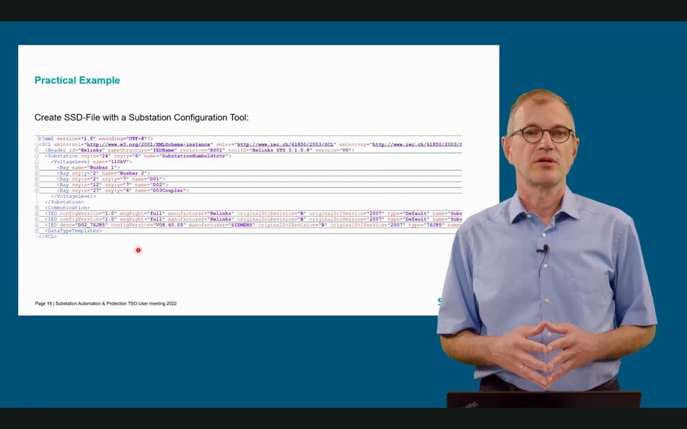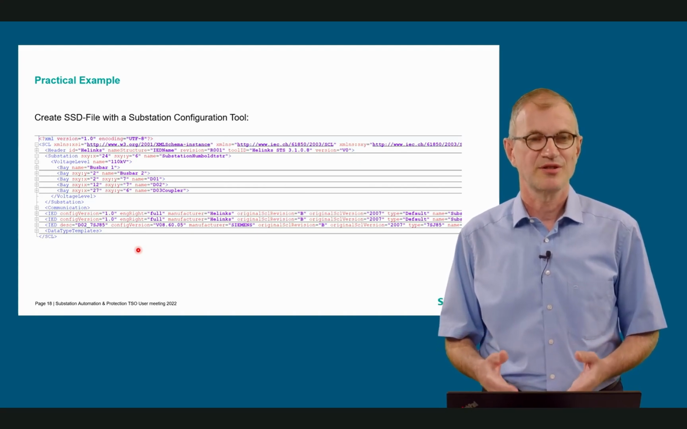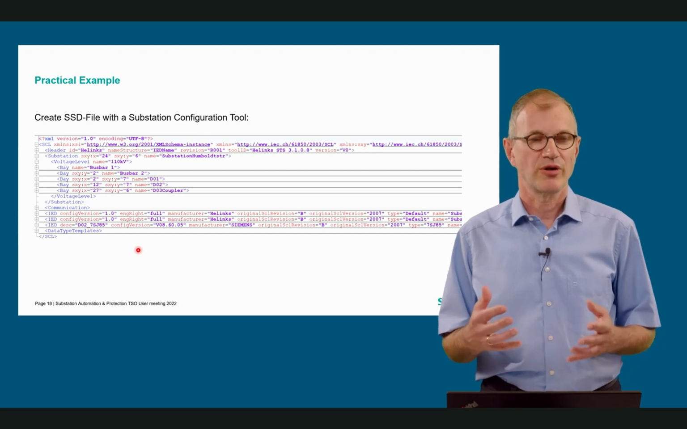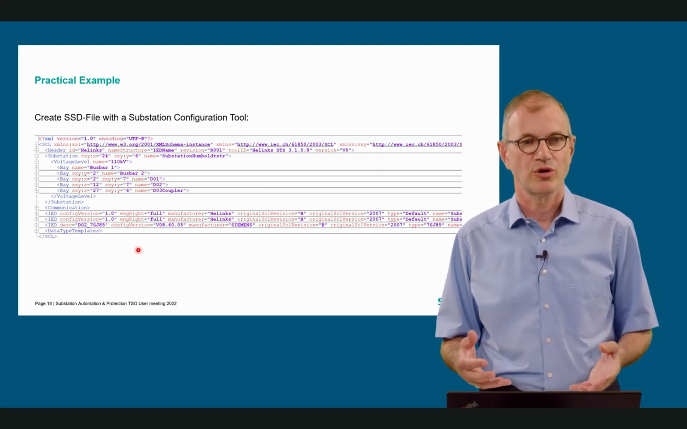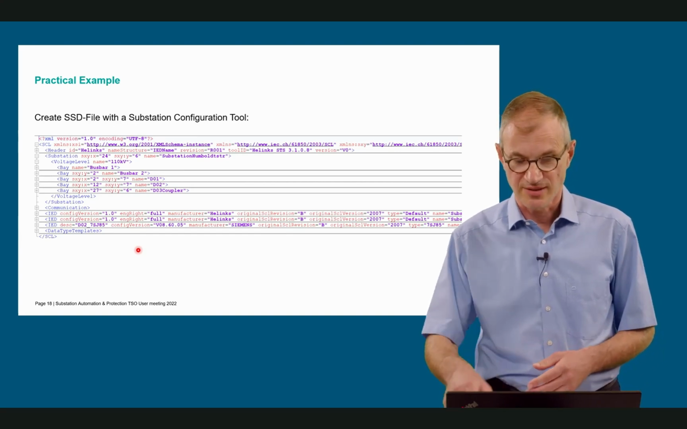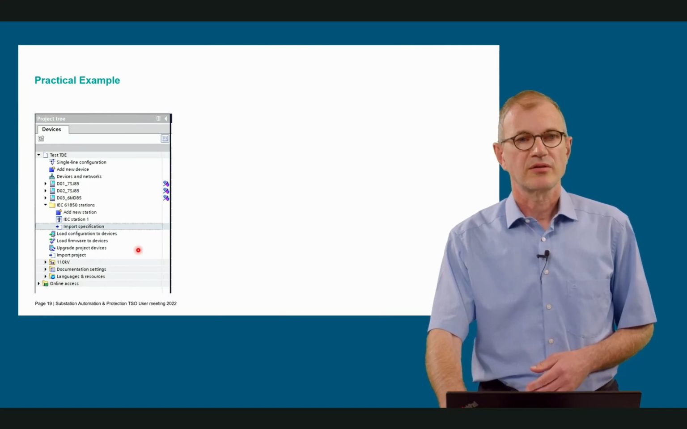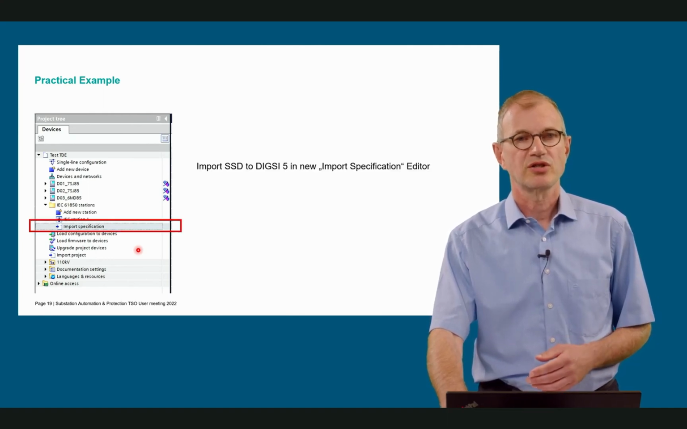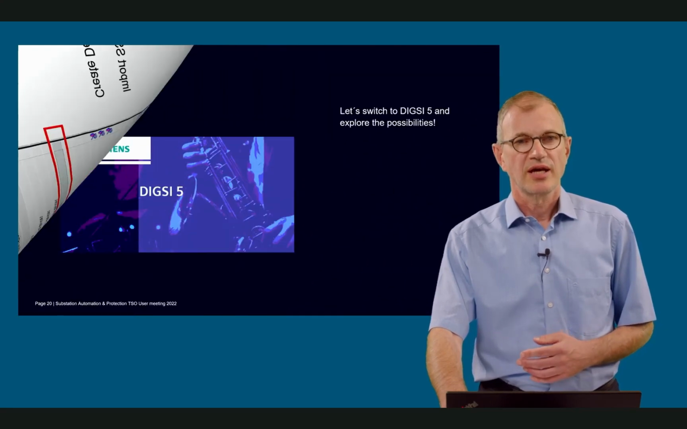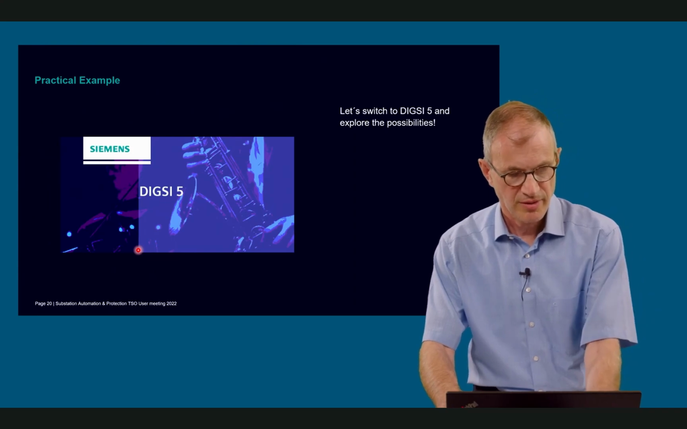So this is a very good task for a tool like DIGSI to automatically read in this. If you would have to check all these 8,000 lines when you configure the devices in DIGSI, that doesn't make sense. Okay, so we will start with this import specification functionality. We create these devices, and let's do it in DIGSI to get a better feeling here.